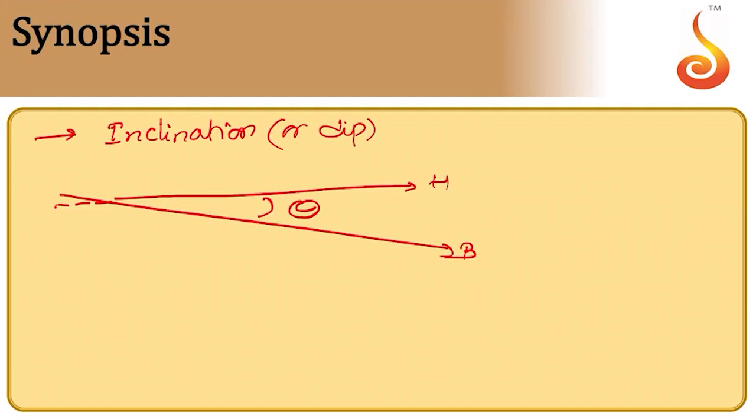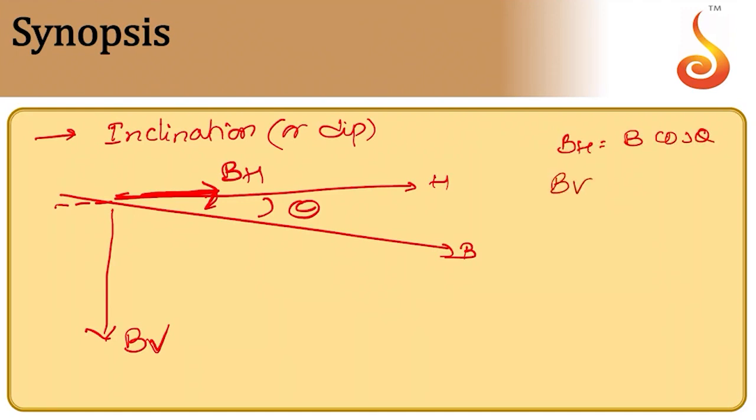This B can be resolved into two components. One is BV and the other is BH. BH is the horizontal component of the Earth's magnetic field and BV is the vertical component of the Earth's magnetic field. So, what we can write is BH is equal to B cos theta and BV is equal to B sin theta. So, the resultant Earth's magnetic field B is equal to square root of BH square plus BV square.